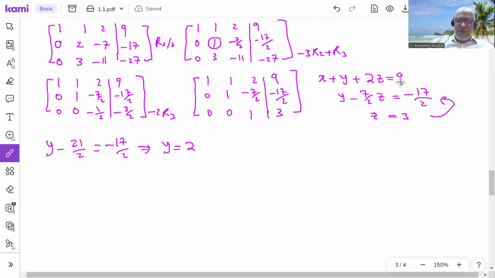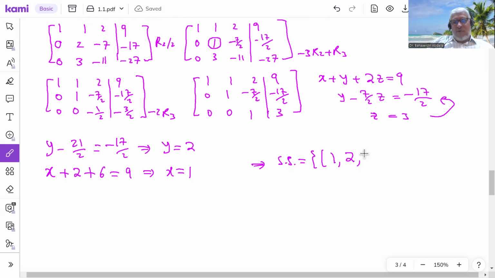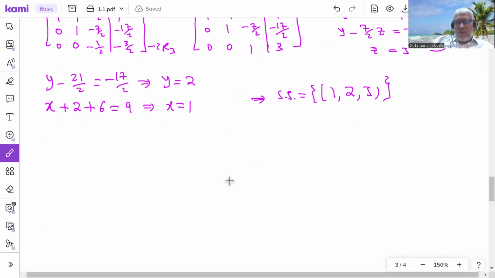Now I go back to the first equation. X is unknown. I know now that y is 2. I know that z is 3, so 2 times 3 is 6, and 6 plus 2 is 8. Take it to the other side, I'll have 9 minus 8, that's 1. So these are the values of the variables. You can write the solution set as the value of x is 1, the value of y is 2, the value of z is 3. I have one solution for this system, which is (1, 2, 3).